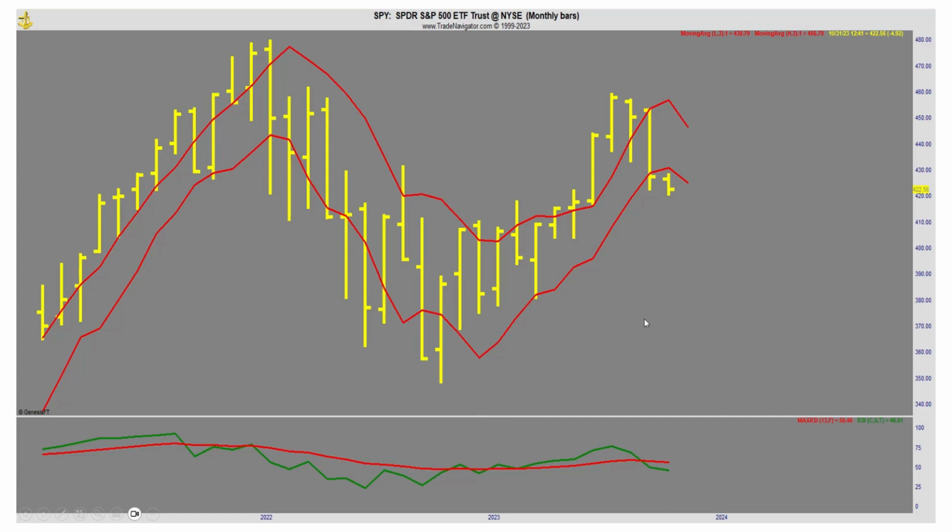I really don't think the sky is falling, so I'm looking for somewhere in there for them to hold. And I'll be as interested as you are in seeing if they can do that and get above that 430 area.